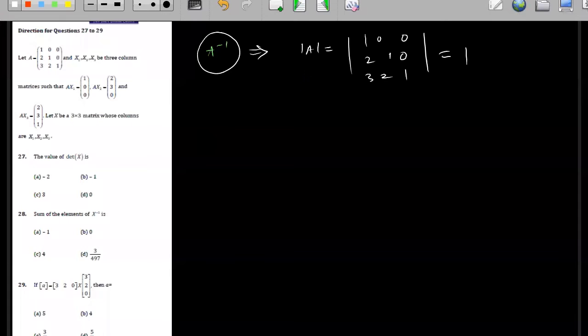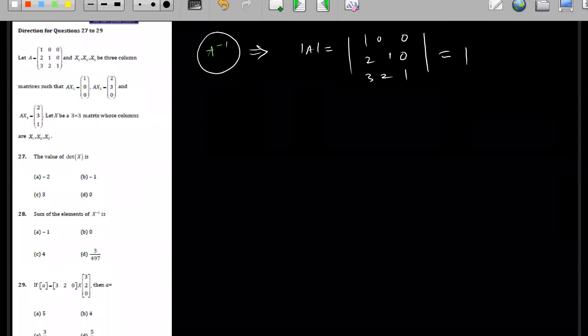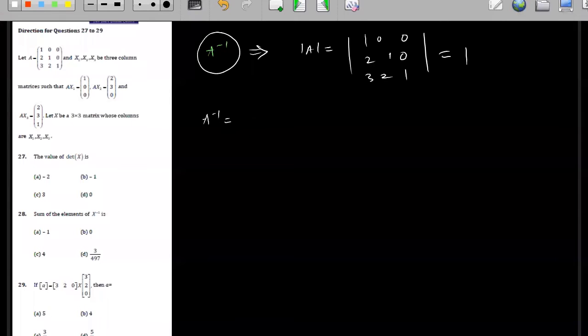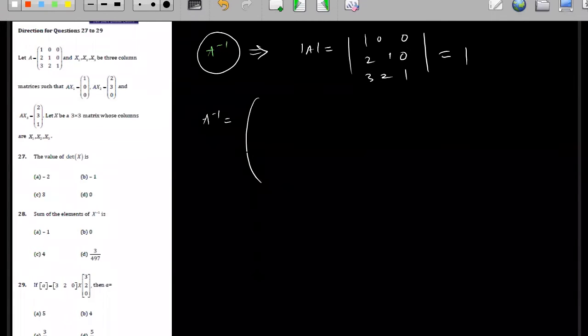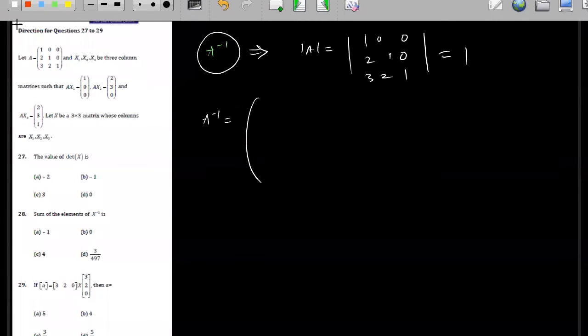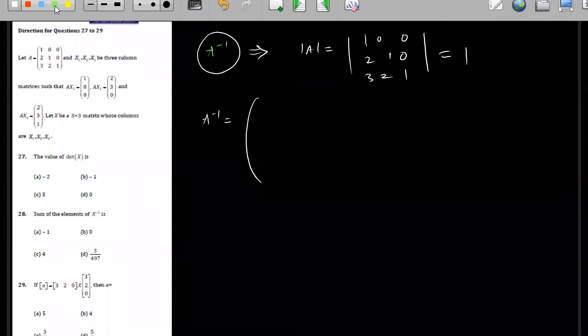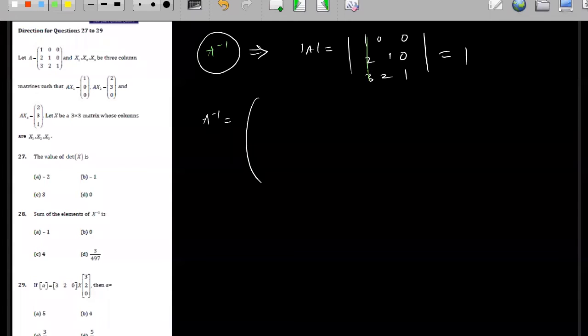So first thing is that we have got determinant of A is equal to 1. Now we will find the A inverse, for which I will find the adjoint. So let's see adjoint of A. I don't want to make any mistakes, so I will write like this.